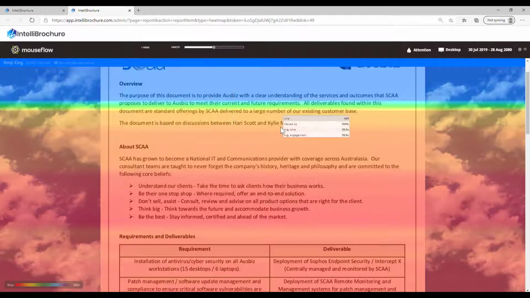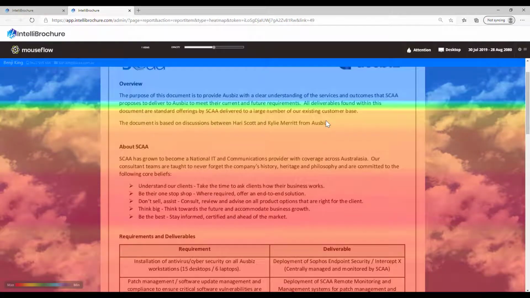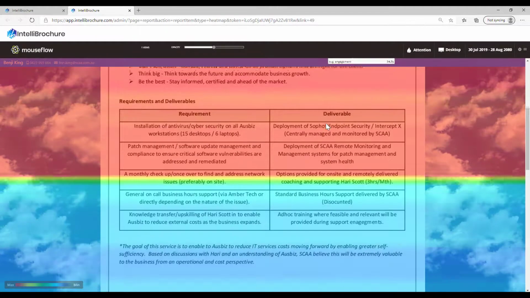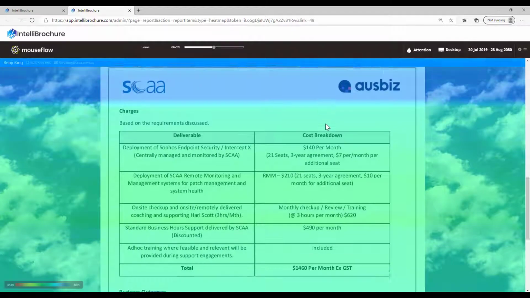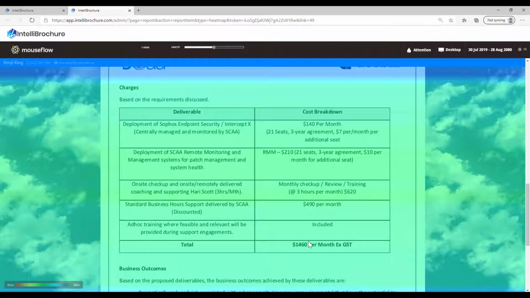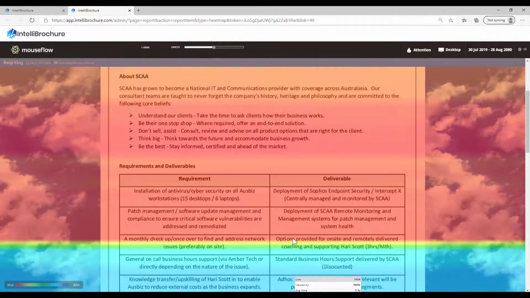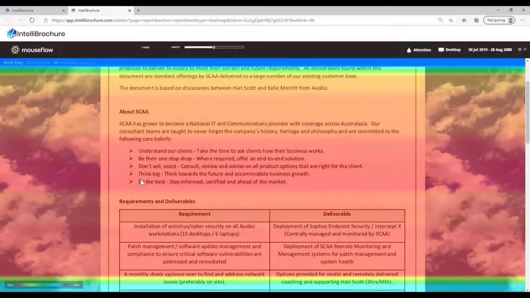As we can see here, the color represents the degree to which they focused on particular elements of the proposal. We can see here, interestingly, they didn't spend a whole lot of time on the pricing, which I'll explain shortly, the relevance of that. The focus was the core beliefs of the company.